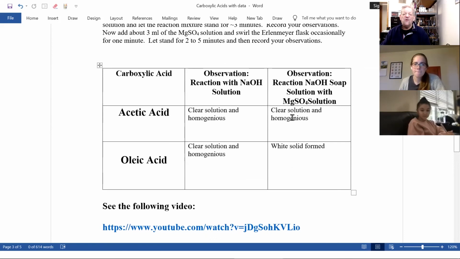Now, the acetic acid, students will ask me, Dr. White, nothing happened. I don't see anything in the Erlenmeyer you do this in. And I said, no, you did it right. It's supposed to be clear. So they write it down. But the oleic acid one, they see this really icky white. How do you like that, professional, icky?